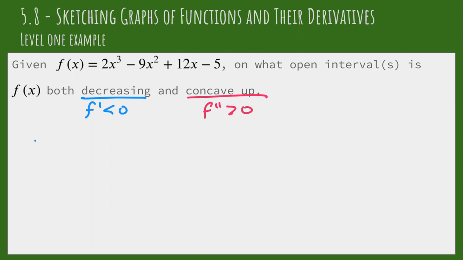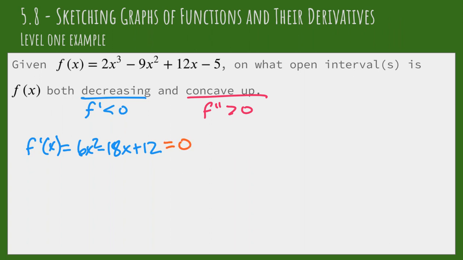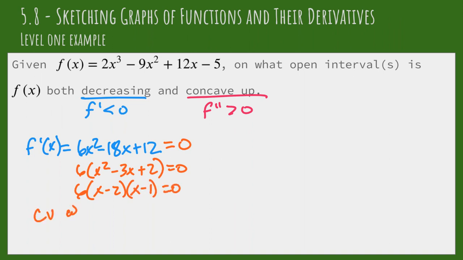So let's start with the first derivative. So the first derivative is going to be 6x squared minus 18x plus 12. Then we want to find critical points because that's where the first derivative could equal 0, and then also where the first derivative could change signs. So I'm going to factor out a 6 and factor. So we get critical values or critical points at x equals 1 and 2.